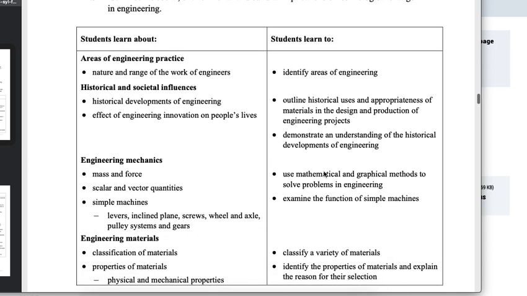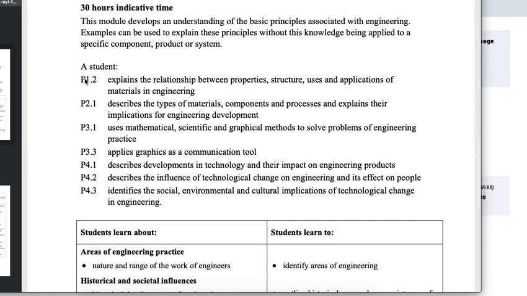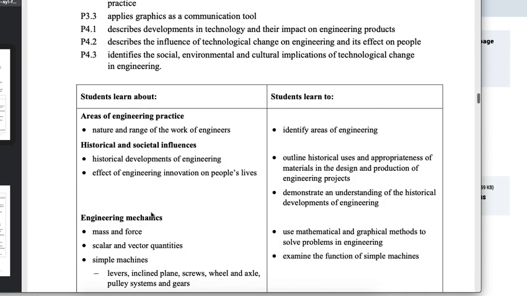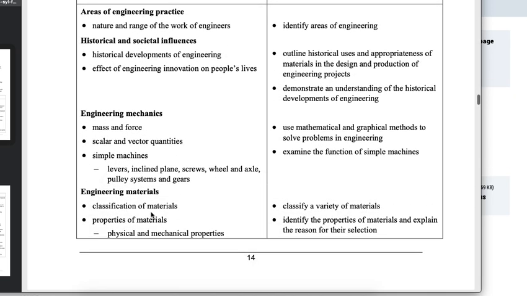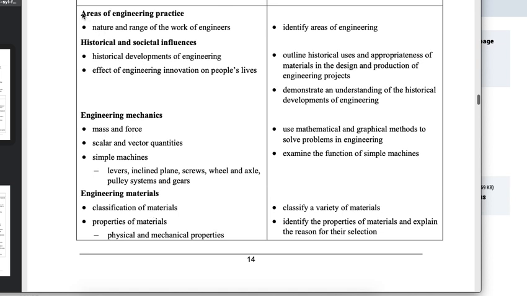So in this first chapter, I won't go through the syllabus outcomes. You guys can read those, we actually went through them in class, but I won't go through them again now. This area of engineering practice and historical and social influences is pretty similar in every chapter, especially in the HSC year. They become very similar year on year.